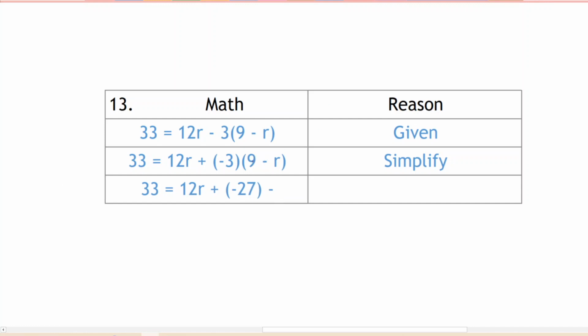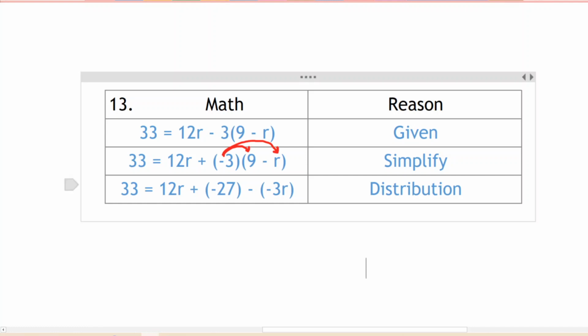And then to complete the distribution, I'm going to do negative 3 multiplied by r. How much is negative 3 multiplied by r? Well, it's negative 3r. So that's the distribution step. We did this a little bit quicker than we did in the previous example.